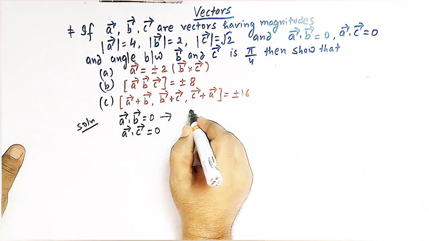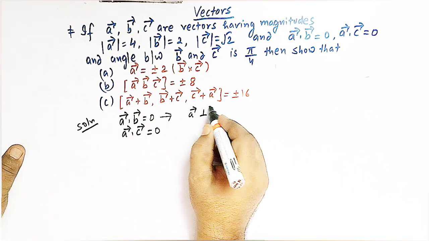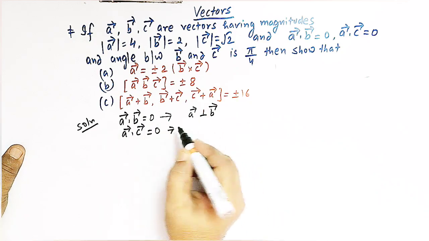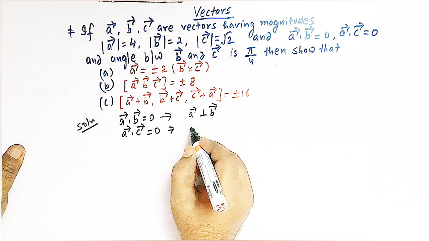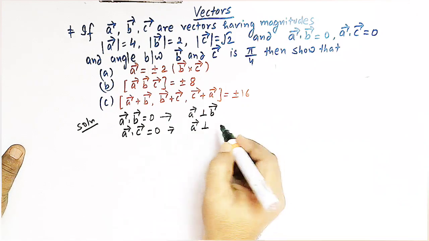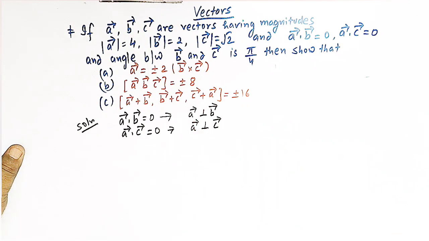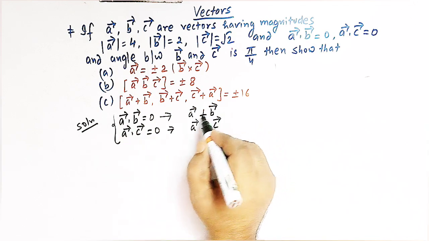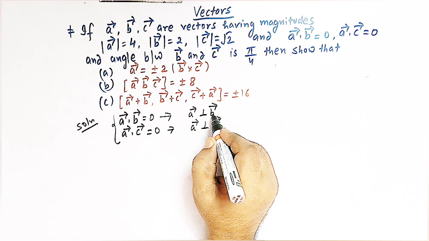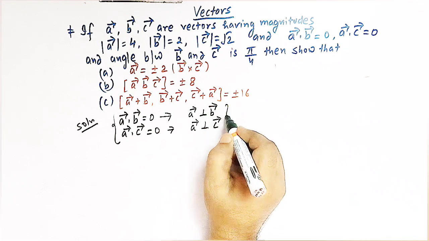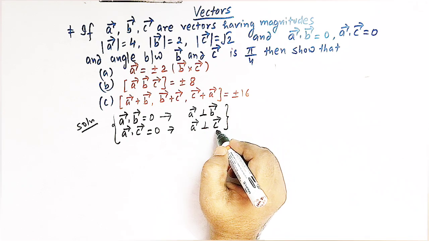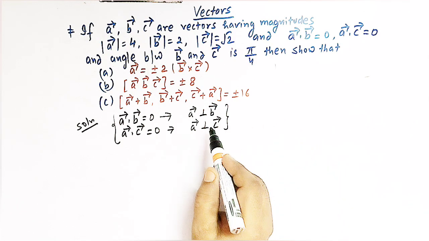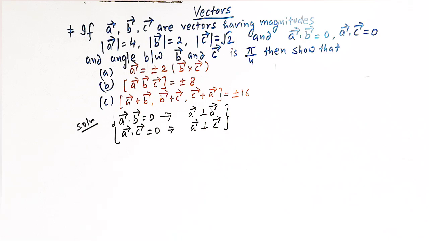So here vector A is perpendicular to vector B, because A dot B is equal to 0, and similarly here the vector A is perpendicular to vector C. So we can see that from these two conditions, we can conclude that vector A is perpendicular to B, and also A is perpendicular to vector C, right? So let us geometrically see this situation.